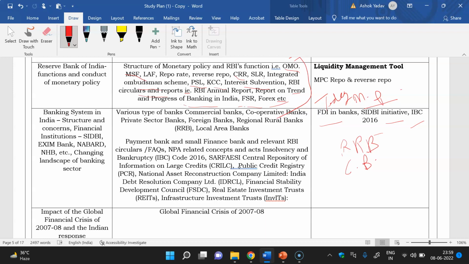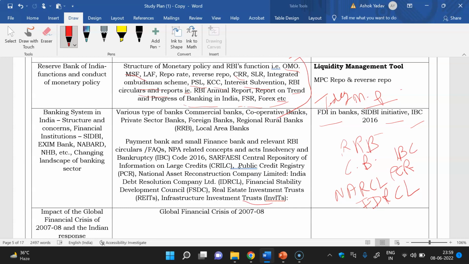IBC is very important. PCR, Public Credit Registry. You must know the details. National Asset Reconstruction Company Limited. This is very important. It was in the news recently. So the IDRCL and NARCL, these both are very important. They can ask about them, so you must know the details about this.